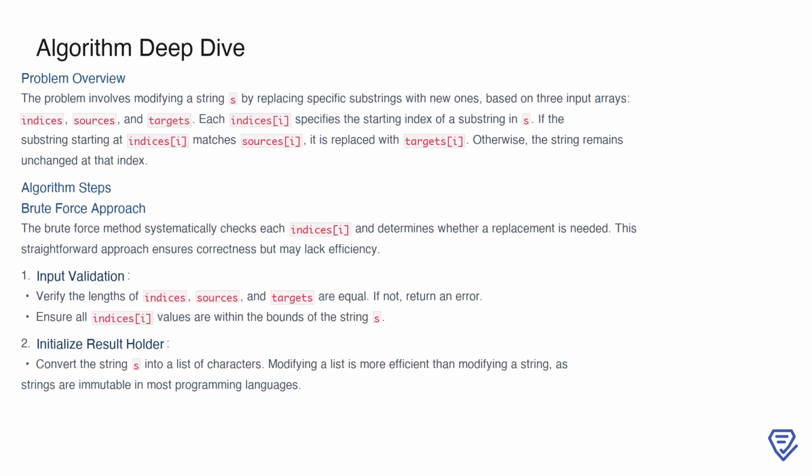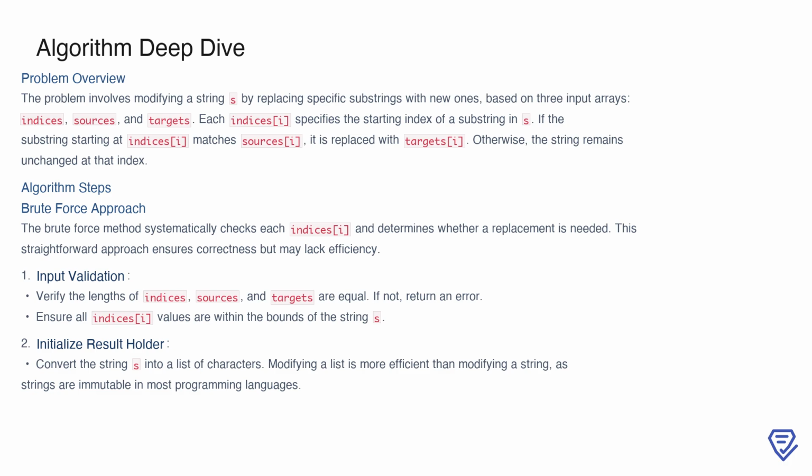In this problem, we are given a string S and 3 arrays, indices, sources, and targets. The task is to replace specific substrings in S based on the data from these arrays. Each indices[i] tells us the starting index of a substring in S. If the substring starting at that index matches sources[i], we replace it with targets[i]. If there is no match, the string is left unchanged at that position.